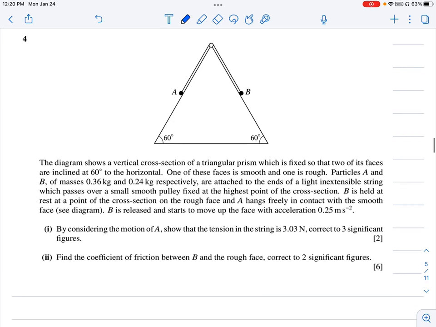Now coming to question number 4. The diagram shows the vertical cross section of a triangular prism which is fixed so that these two faces are inclined at 60 degrees to the horizontal. One of these faces is smooth and the other one is rough. Particles A and B, of masses 0.36 kgs and 0.24 kgs respectively, are attached to the ends of a light inextensible string which passes over a smooth pulley fixed at the highest point. B is held at rest on the rough face while A hangs freely on the smooth one. So this is rough and this is smooth.